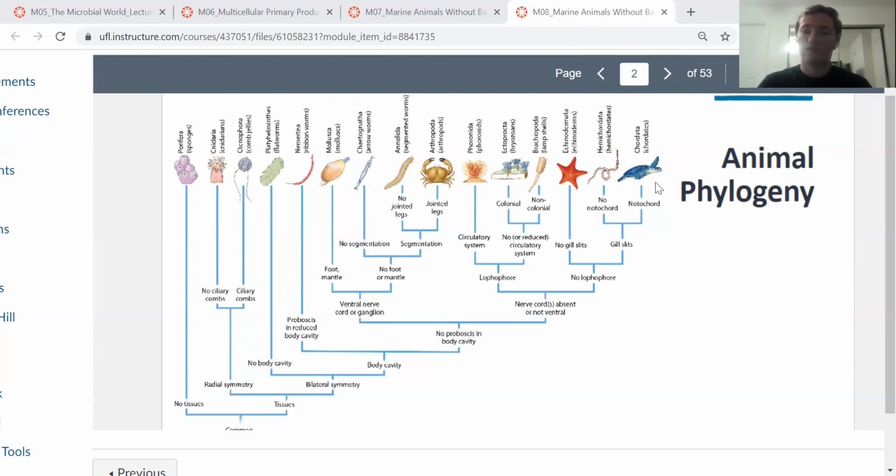Again, chordates are the ones that you are not going to have to learn about for this exam. You will next time though. But the hemichordates are basically just chordates with no notochord. And that is a brief, very brief overview of phylogeny. And hopefully that helped clear things up a little bit.